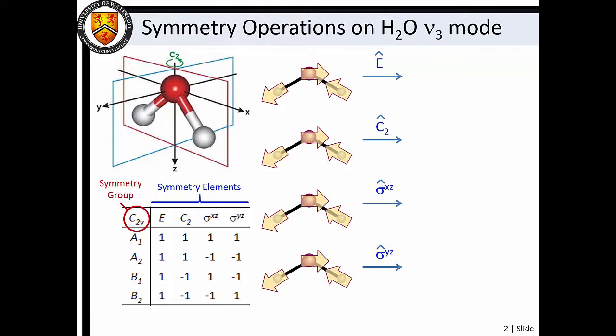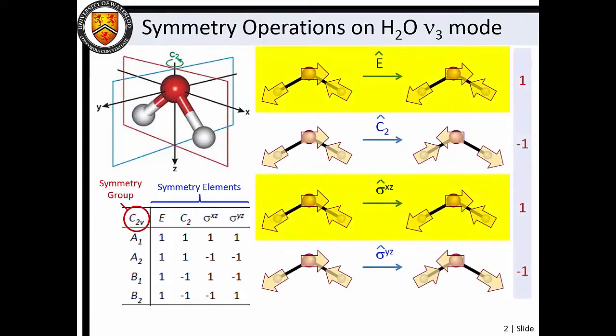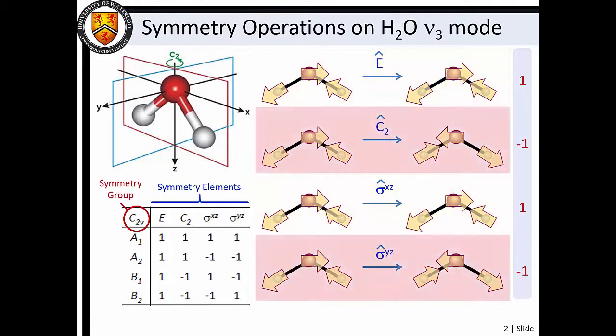Since water has C2v symmetry, we must determine how the displacement vectors transform under the E, C2, σxz, and σyz operations. Here, we see that the displacement vectors are apparently unchanged by E and σxz operations, whereas they are reversed by C2 and σyz. This defines the character of the ν3 mode under C2v symmetry.